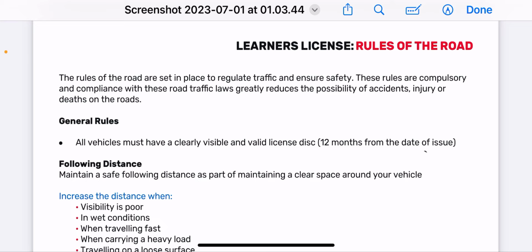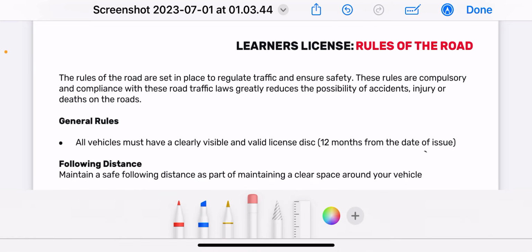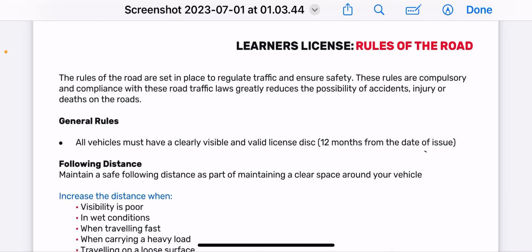Okay, so I'm going to start reading here. The rules of the road are set in place to regulate traffic and ensure safety. These rules are compulsory, and compliance with these road traffic laws greatly reduces the possibility of accidents, injury, or deaths on the road. So it's straightforward. You need to comply with these road traffic laws.